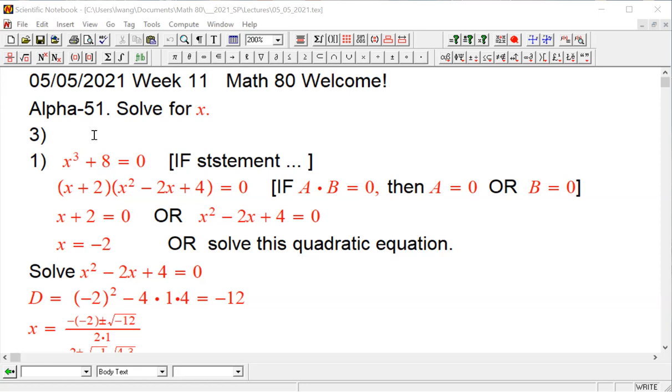Please take the lead and do number 3. And number 3 is x to the power 4. Oh, where did I put my x? Over here, where's my cursor? Okay, x raised to the power 4 plus x equals 0.